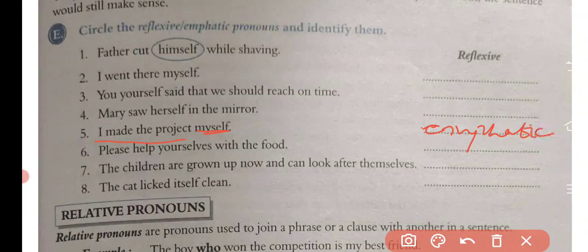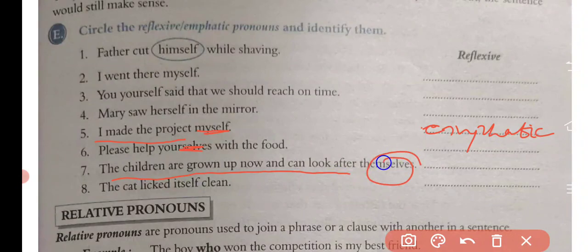Next is: please help yourself with food. Here, please help with the food. If you remove yourself, this is once again emphatic. The children are grown up now and can look after themselves. Now, in this sentence, see, the children are grown up now and can look after.